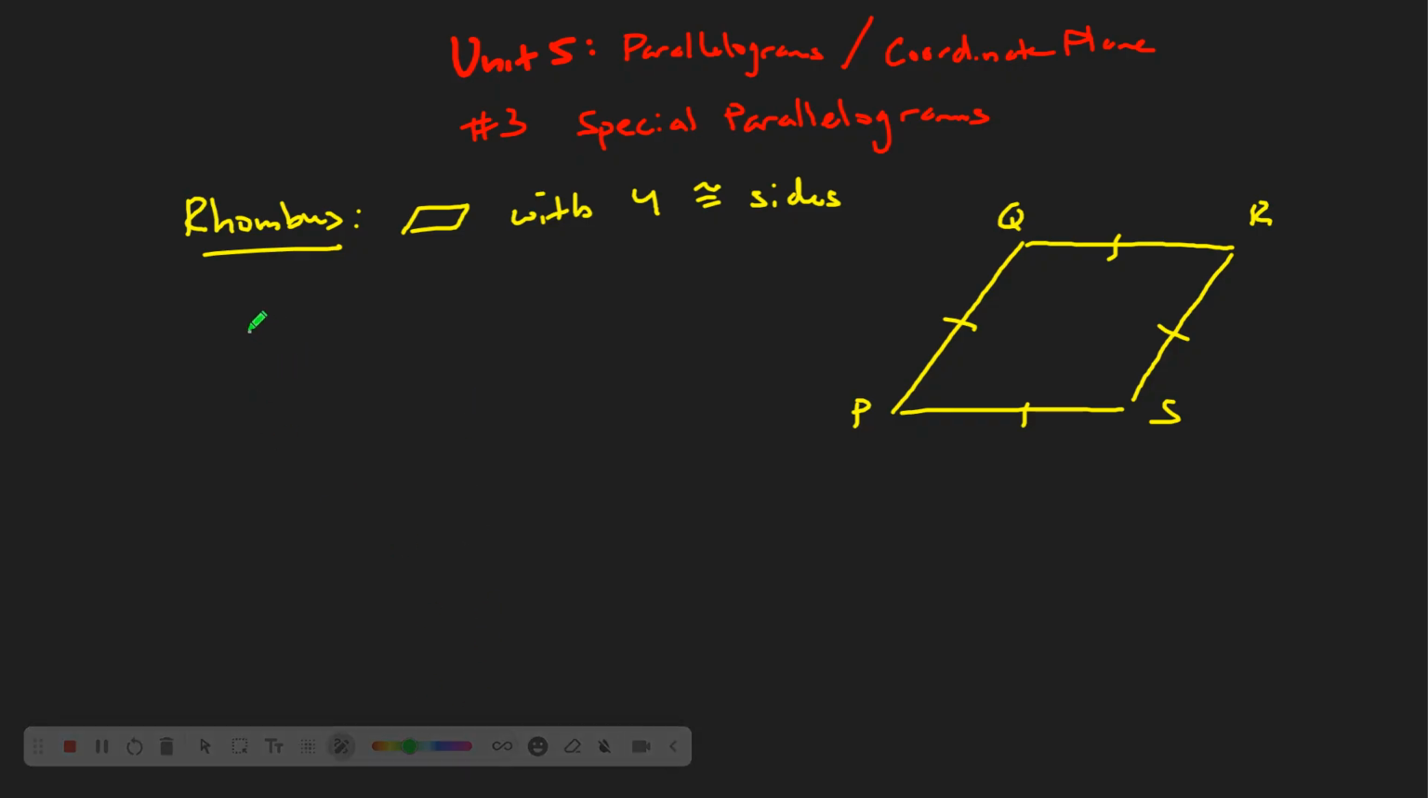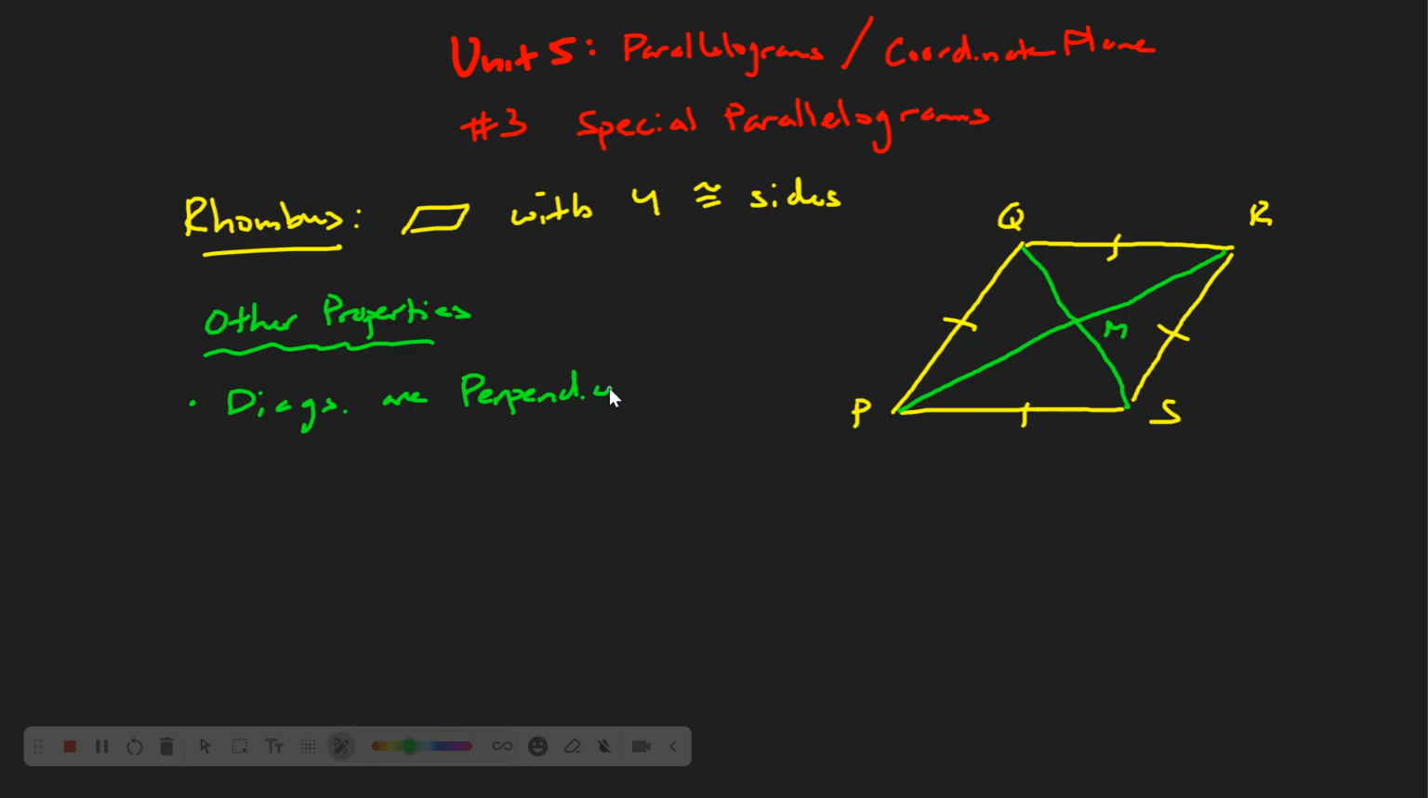So in this picture, we know that all 4 sides are congruent. Now, a rhombus has 2 other properties. These other properties both have to do with the diagonals. So let me go ahead and draw the diagonals in. So let me draw PR and QS, and let's say they intersect here at point M. Okay, so the first property is that the diagonals are perpendicular.